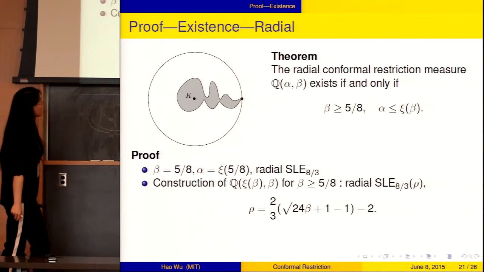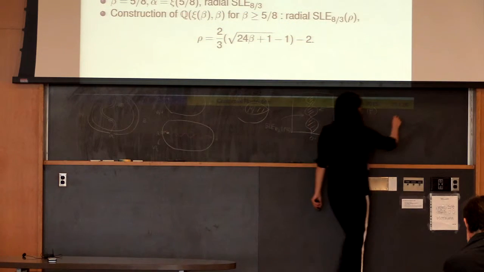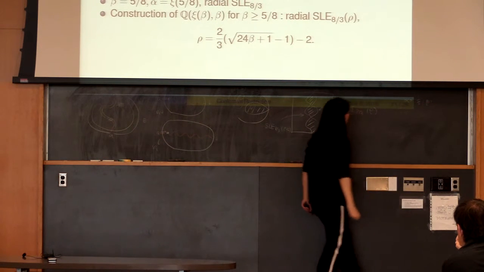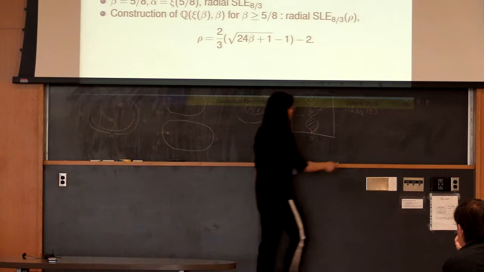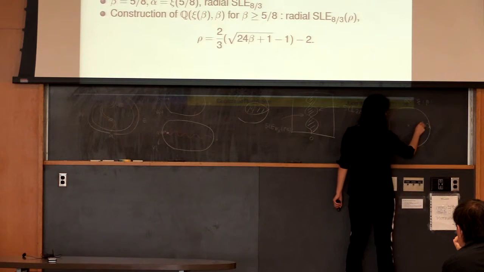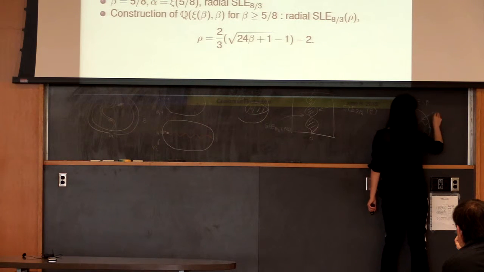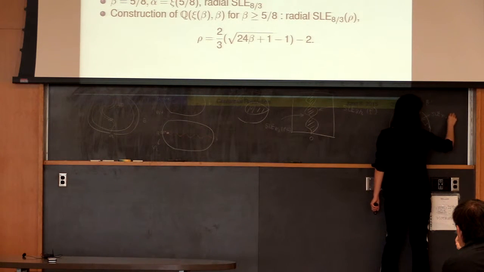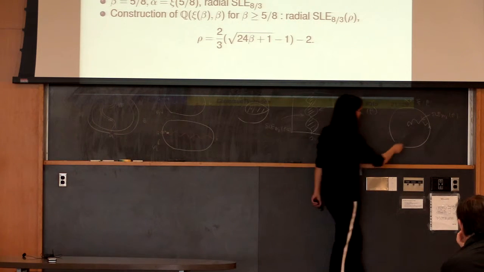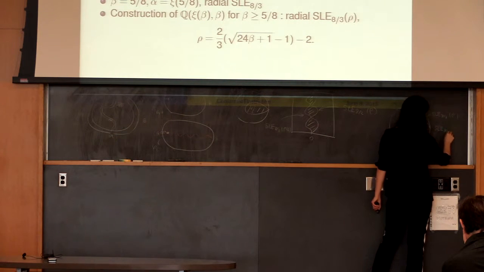And then for beta strictly greater than 5/8, first we construct a sample when alpha is the upper bound. And the idea is the same as the chordal case. In the radial case, we first sample the right boundary. It is a radial SLE 8/3 with rho. And given its right boundary, the conditional law of the left-hand side is a chordal SLE 8/3 with rho minus 2.